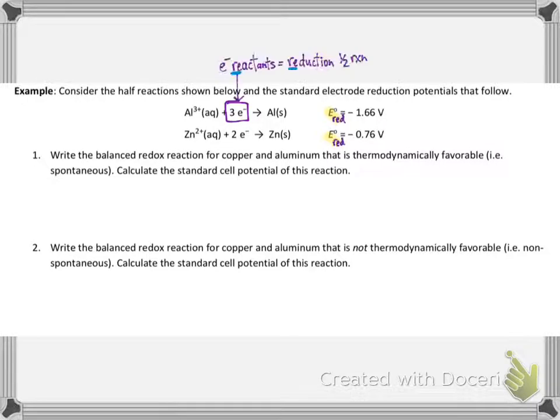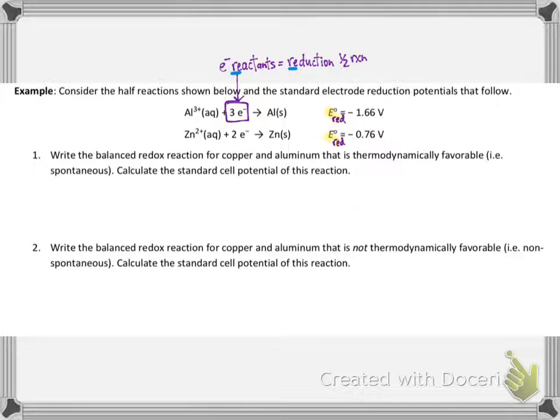Now, the first problem asks us to write the balanced redox reaction for copper and aluminum that is thermodynamically favorable, aka spontaneous. So our first job is to figure out, well, I mean, clearly they can't both be being reduced. We have to have somebody getting reduced and somebody being oxidized. So who is going to be oxidized?